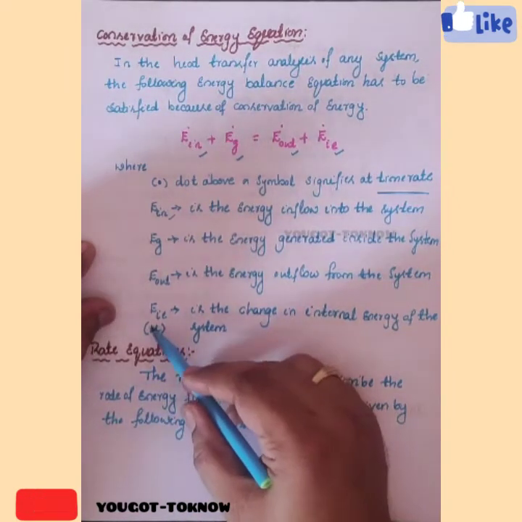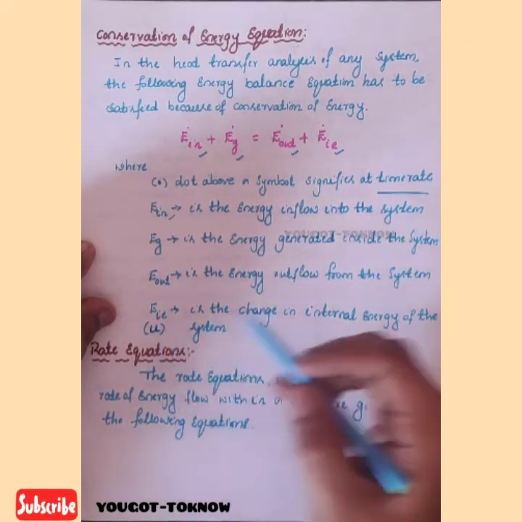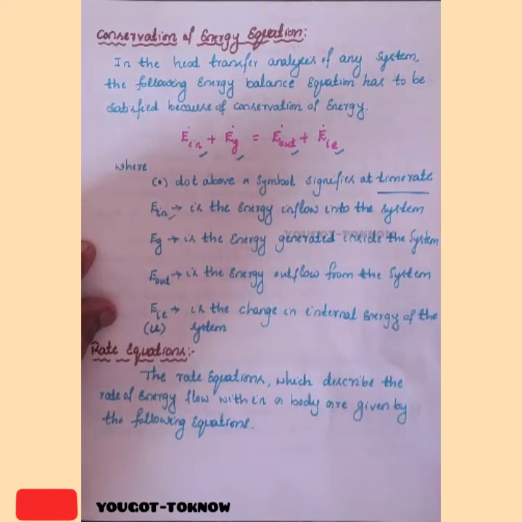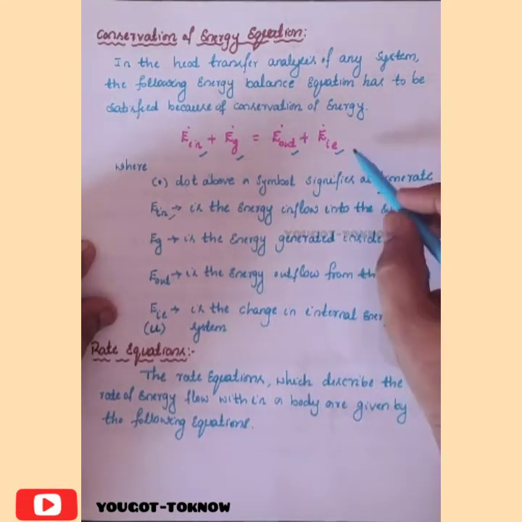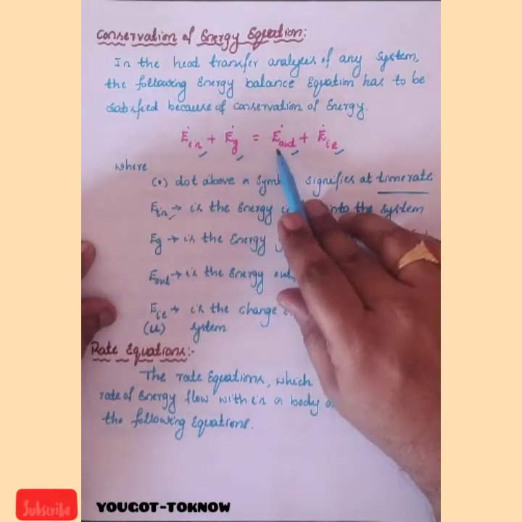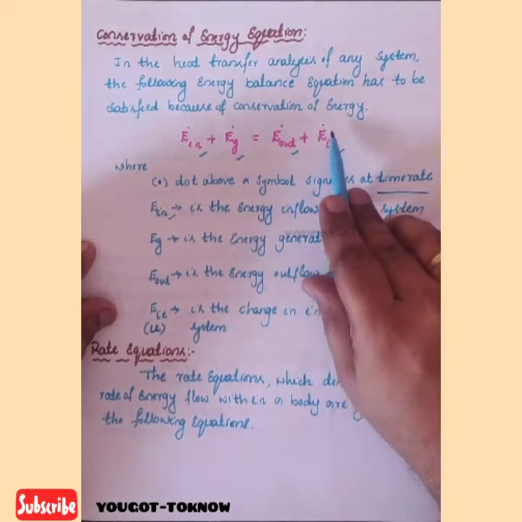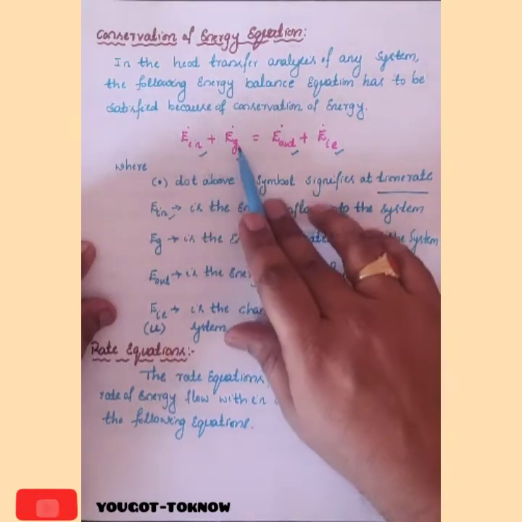In some of the textbooks we represent it even as U. U is also generally used for the internal energy representation. This is your energy balance equation: E dot in plus E dot G equals E dot out plus E dot IE. That means E dot in plus E dot G.